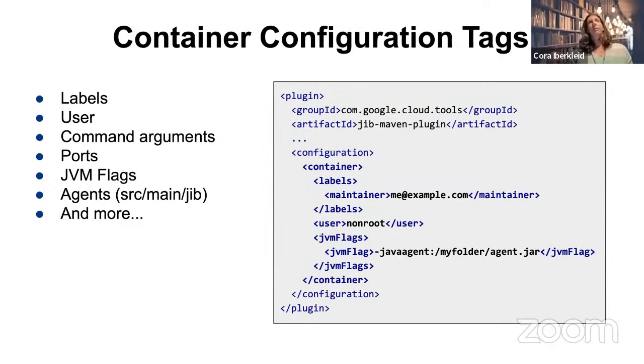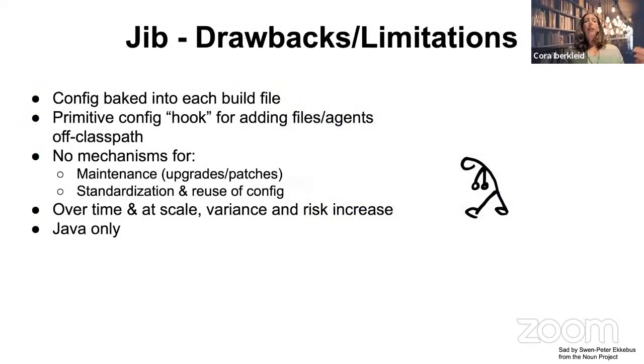So again, you start to see this problem of, okay, my teammate needs to do this, or how do I know that the other team is building it the same way? And suddenly, at scale, it can start to get a little bit messy. So these are some of the drawbacks of Jib. It's useful, but it's pretty primitive in a certain way.